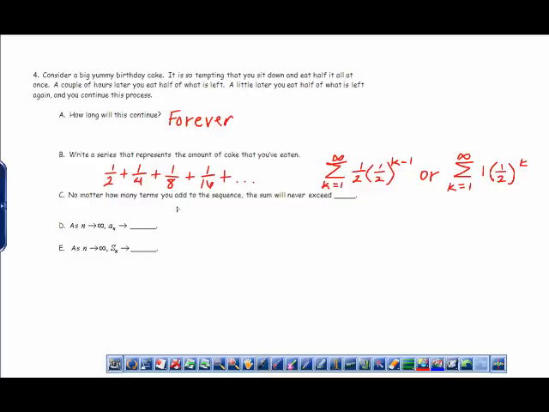Okay, so it says no matter how many terms you add to the sequence, the sum will never exceed how much cake you can eat: 1. There's 1 cake. So as n approaches infinity, the more times you're eating cake, the amount of cake you're eating is approaching 0. Or we'll say the amount of the piece of cake that you're eating. But the sum of your cake, your total amount eaten, is going to approach 1.